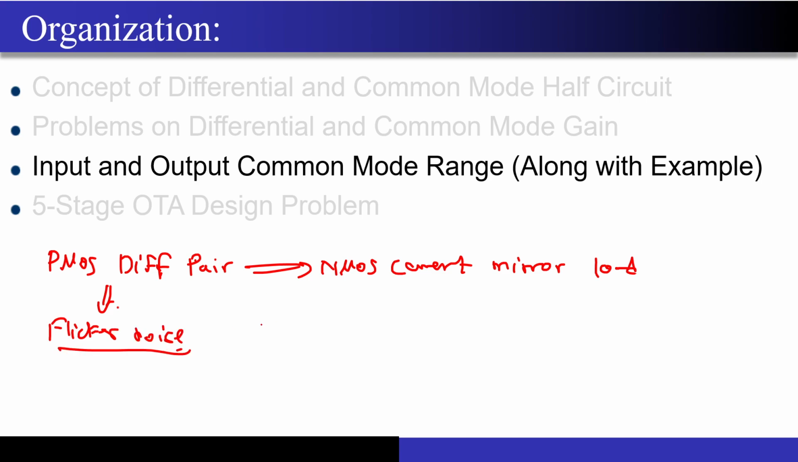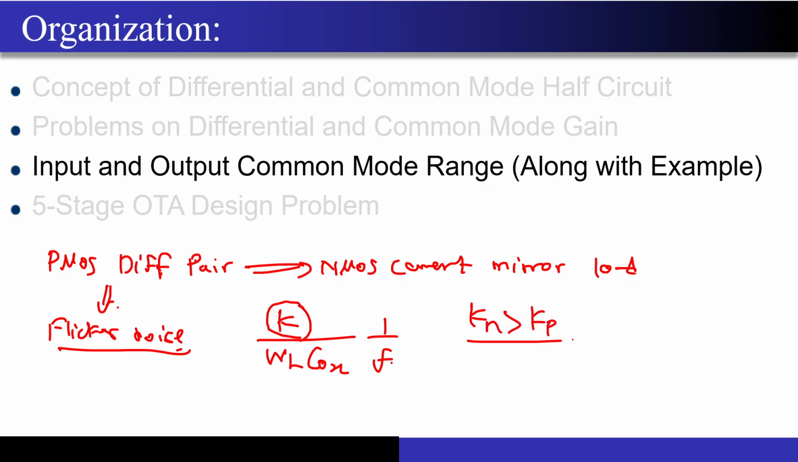Now when I want to design a circuit which has low input referred noise, correct? You had seen the factor K over W L Cox times 1 by f. And sir has also told you that this K is greater for NMOS than the PMOS. Correct? And why does it happen? Usually the holes do not face that much trapping and detrapping at the silicon to silicon dioxide interface as much as the electrons face it.